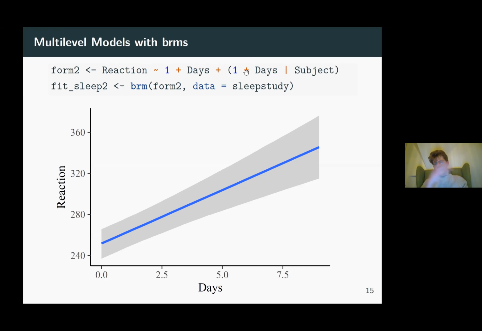We could, if you're familiar with our formula syntax, also just ignore this 1 plus, and then we would still have an intercept implicitly. I just wrote it down here to make it very explicit that there are intercepts being estimated.